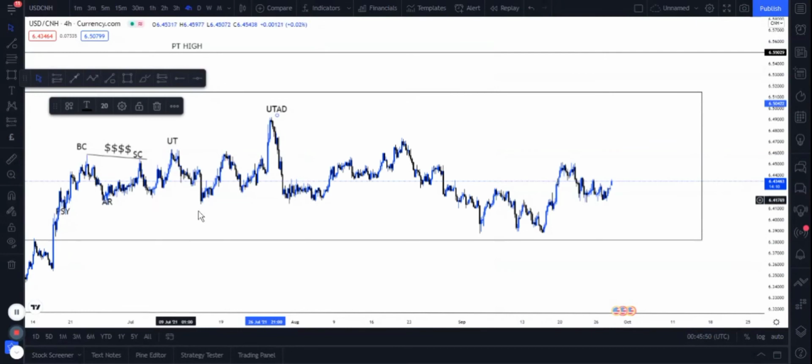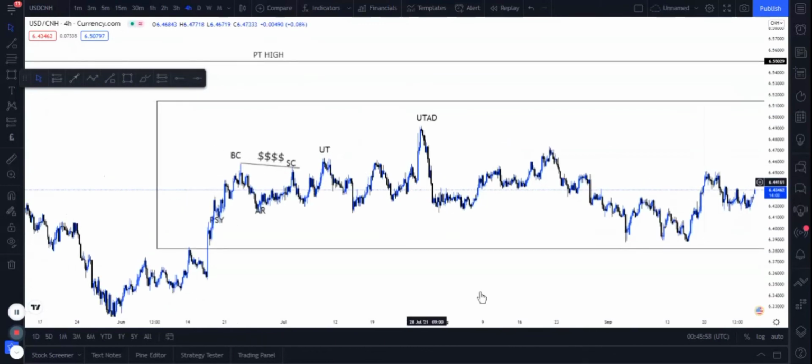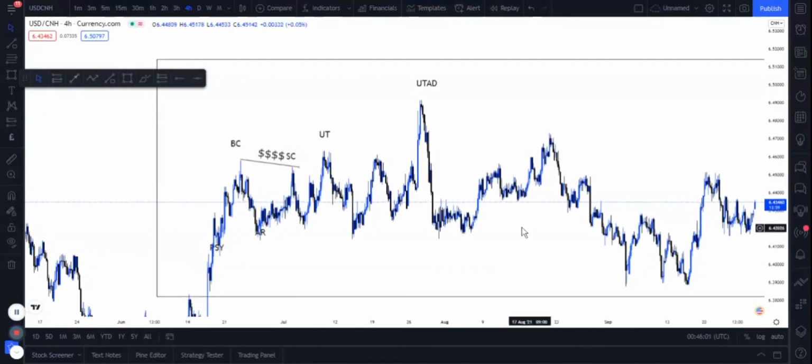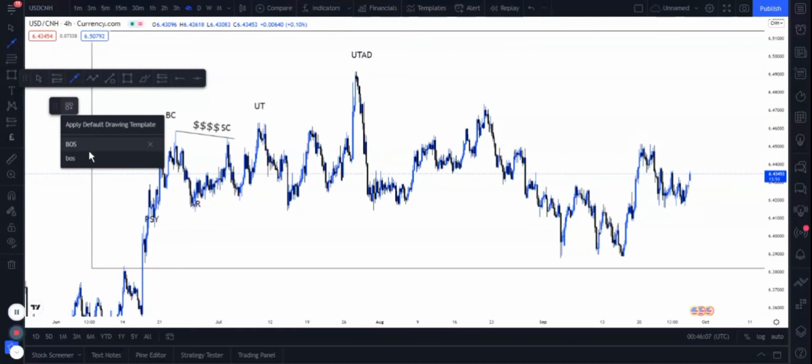So I won't talk about the low right now. I'm not going to put anything below because this is a sign of weakness. So I just said it. And this is a sign of weakness in phase B. So I'm just talking about the high now. That's what's important. So what makes a UTAD valid? What validates a UTAD is a break of structure.